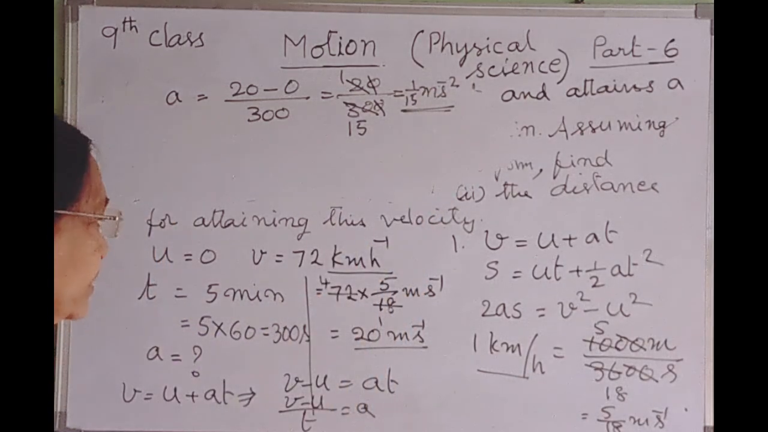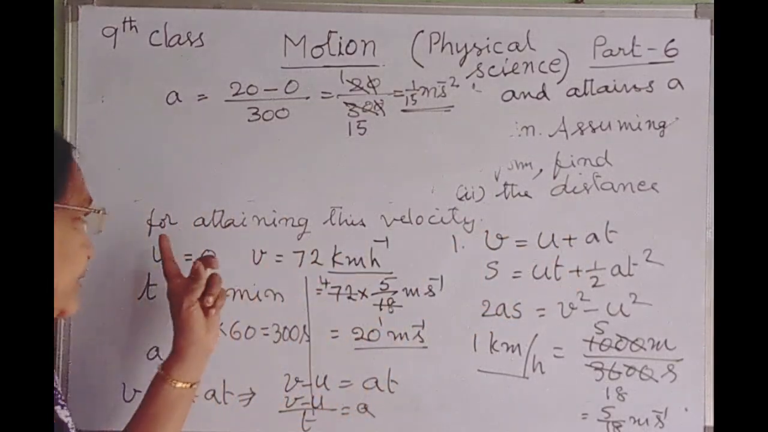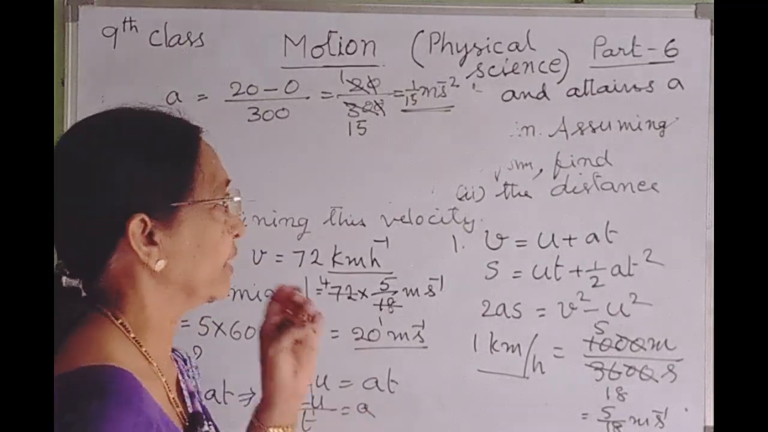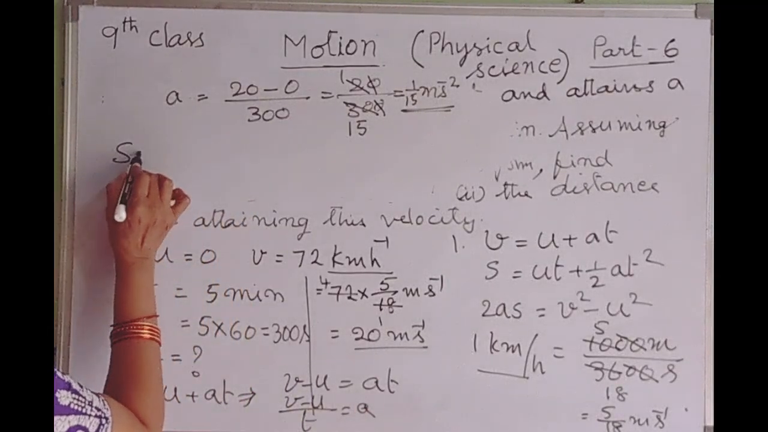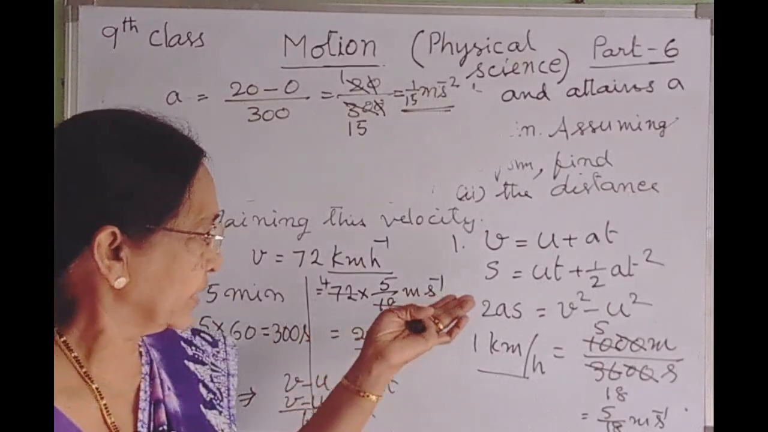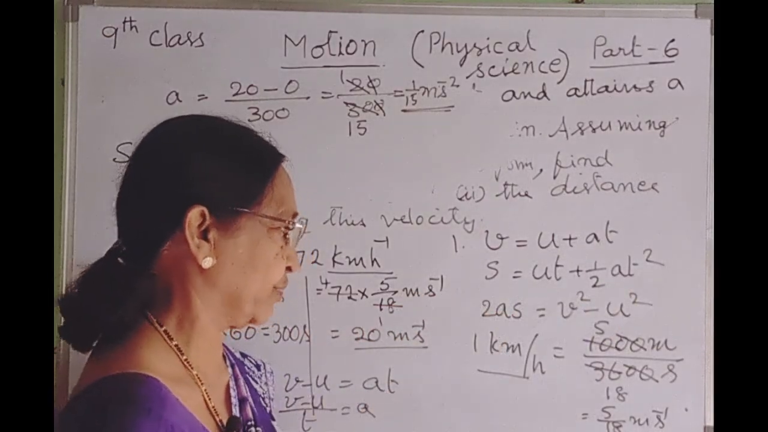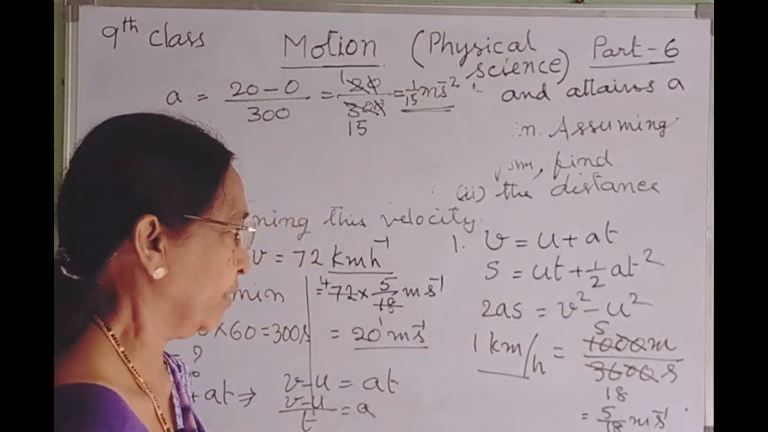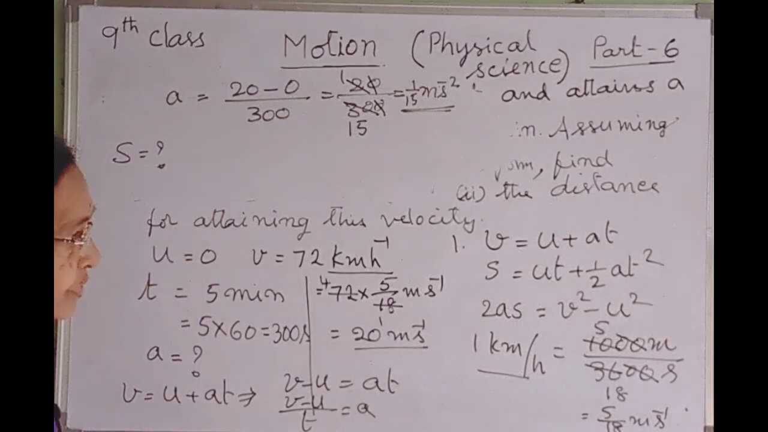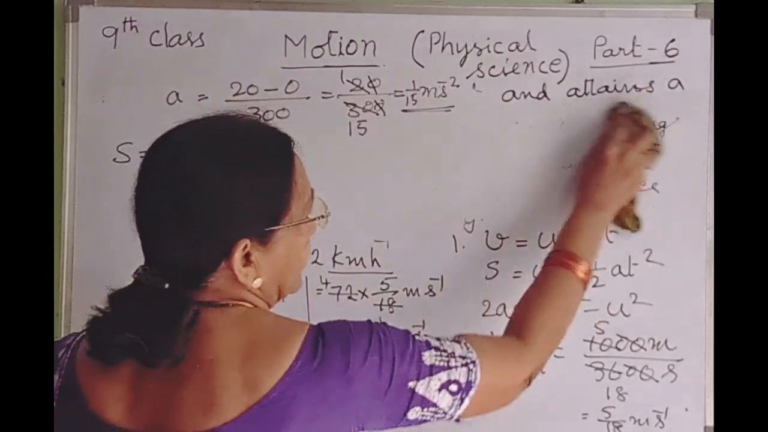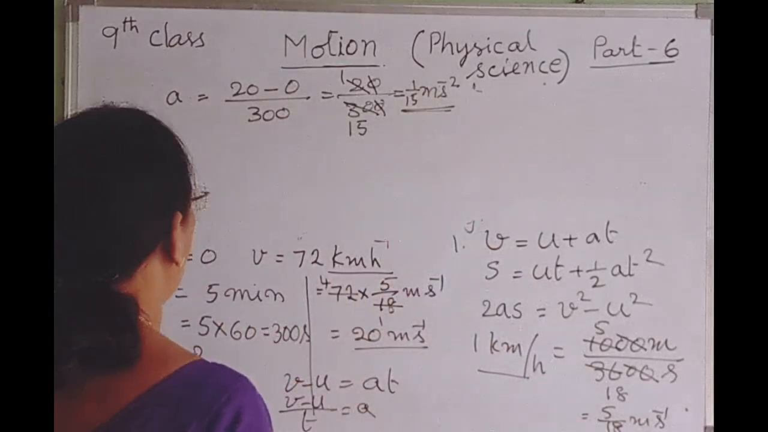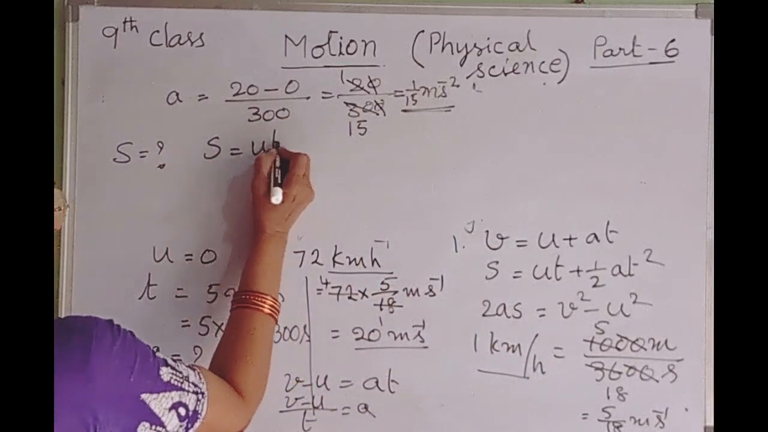In the second question, we need the distance travelled by the train in attaining this velocity, the final velocity. So we can use either s is equal to ut plus half at square, or 2as is equal to v square minus u square. We will use the first equation directly: s is equal to ut plus half at square.